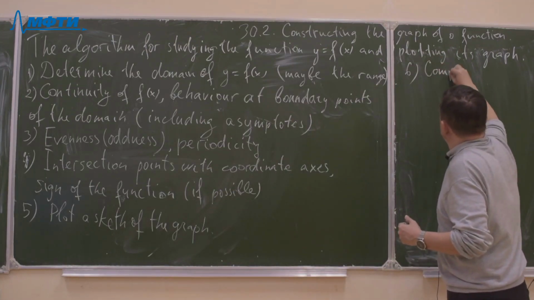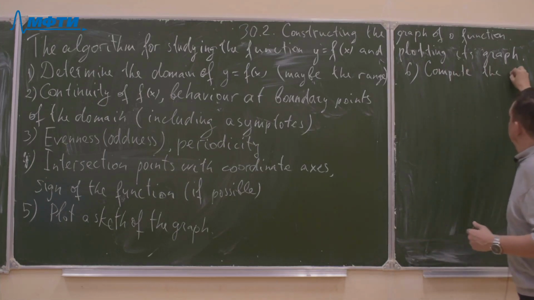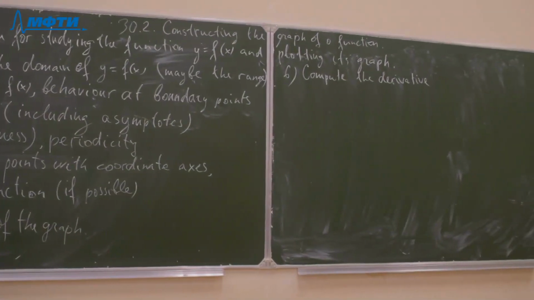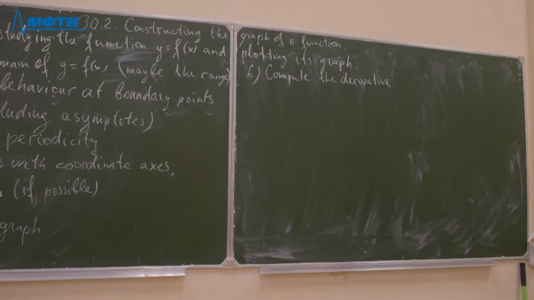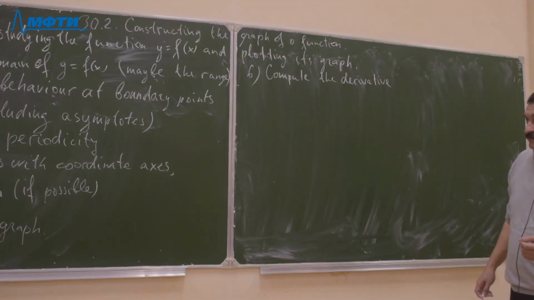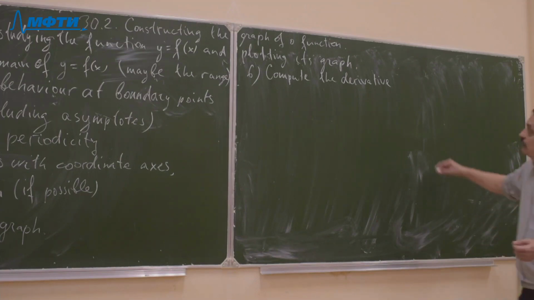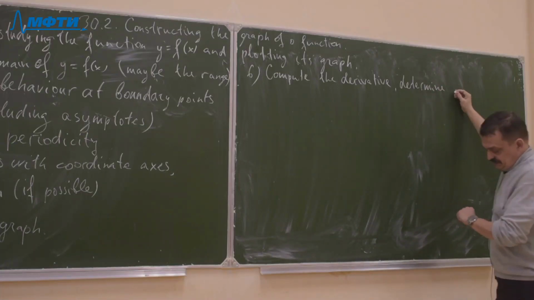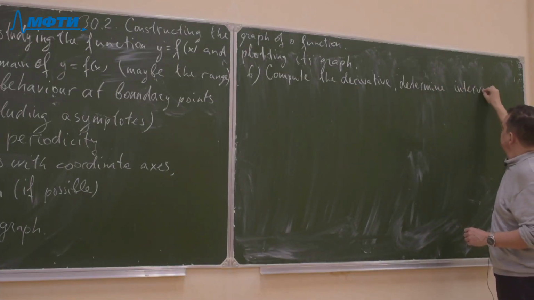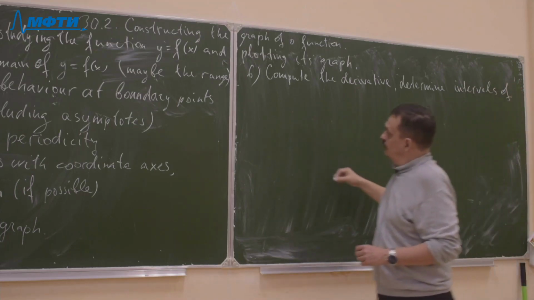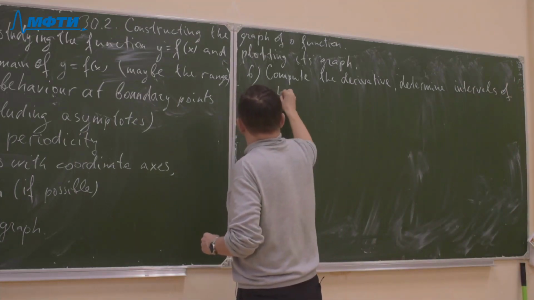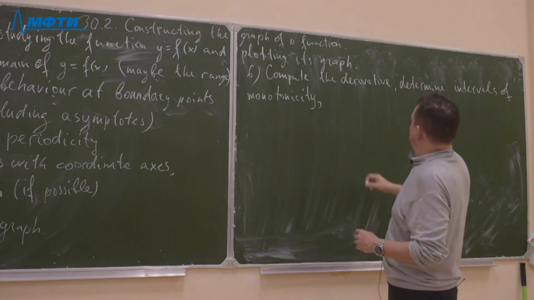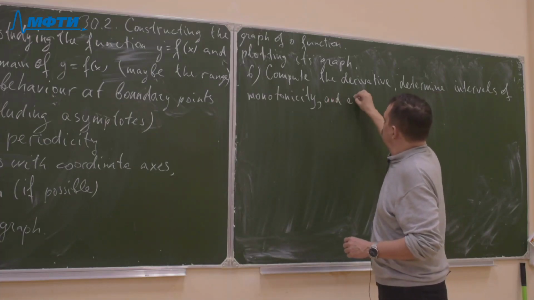Compute the derivative. Of course, if you can do it, right? Because it may happen that there are points where the derivative doesn't exist. Determine intervals of monotonicity and extremum points.